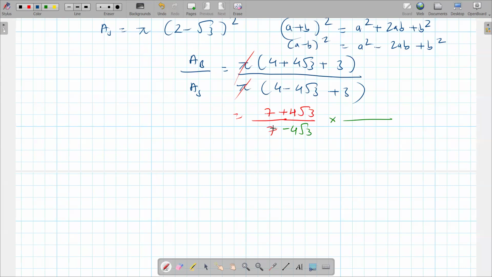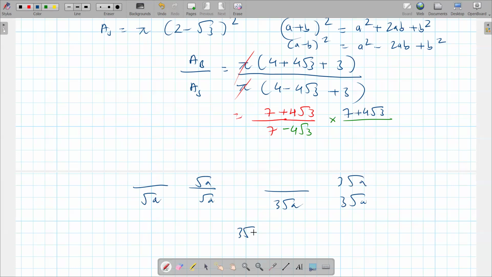So the conjugate will be 7 plus 4 root 3. So if it was root A, it's going to be root A. If it's 3 root A, it's going to be 3 root A. That doesn't change. If it's 3 root A plus B, then it becomes minus B. So if there's a sum or a difference of terms, you kind of have to think about it with respect to difference of squares. That's why you always multiply it by the opposite sign.